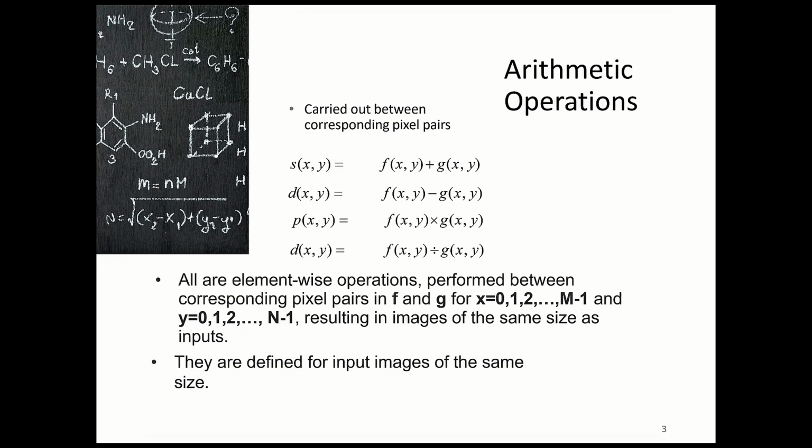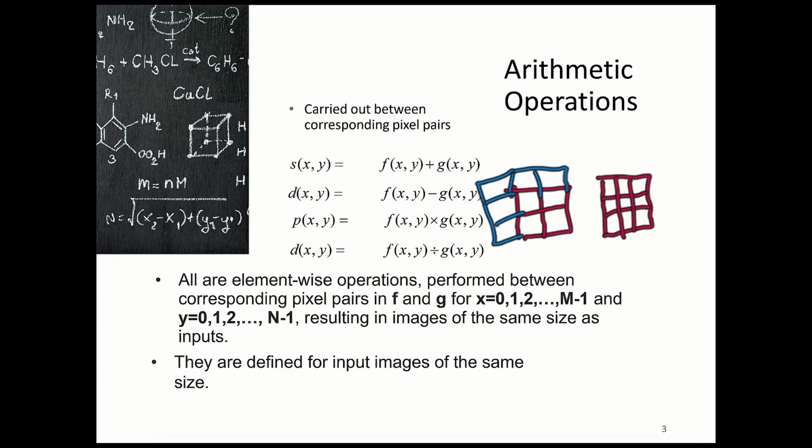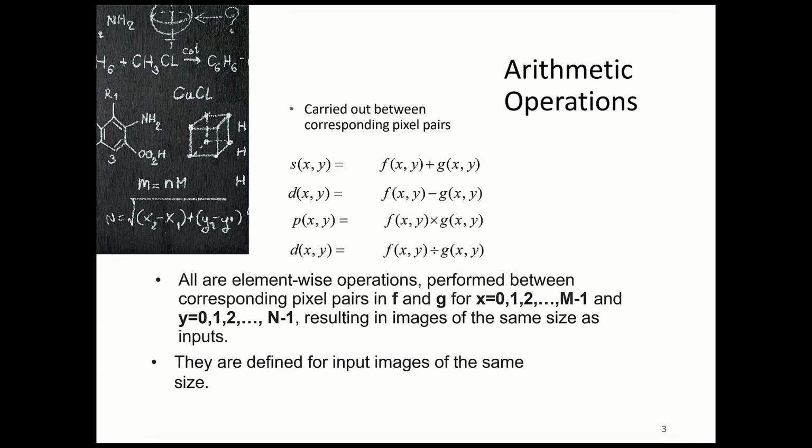Padding is like you add some values outside the image. Let's say you have a 2 by 2 image, and there's another image which is 3 by 3. In order to add them, what should I do? I have to add values here to make them equal, and then I can add. So these are different methods.